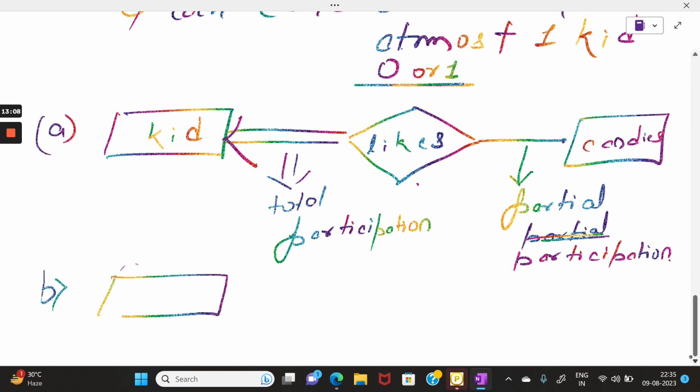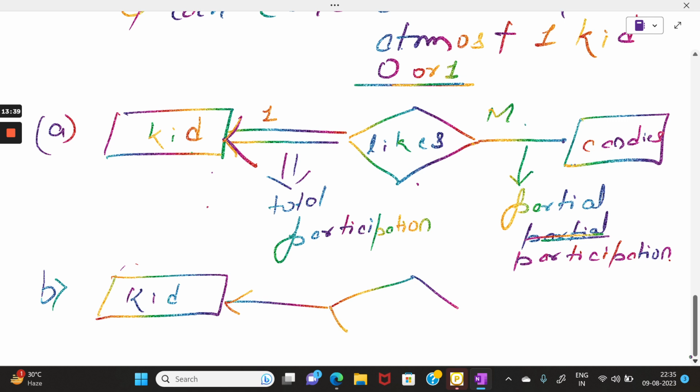This is kid. Then we have this, and yes, this arrow indicates 1 to M. Like one kid can like zero or more candies, but one candy would be liked by zero or more kids. Like candies can be liked by the kid or cannot be liked by the kid. Okay.